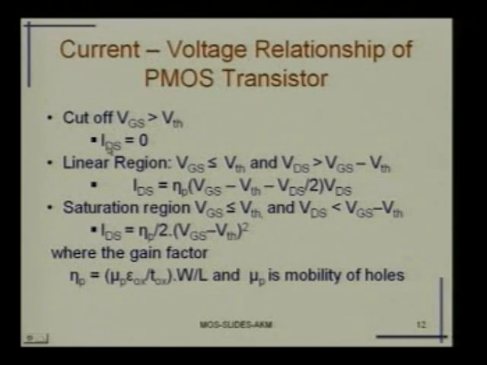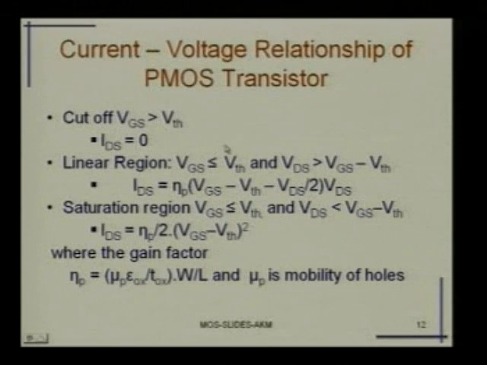So otherwise the IDS will be 0. The linear region is as long as VGS is less than threshold, but VDS is greater than VGS minus VTH, we have the same linear equations. And in the saturation region, we have the VGS must be less than V threshold.